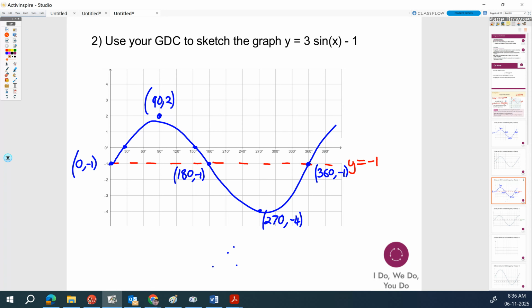So the principal axis is the line y equals d. This distance here is a. This distance here is minus a. So work out what the different points are going to be, and then sketch this one without using your calculator.